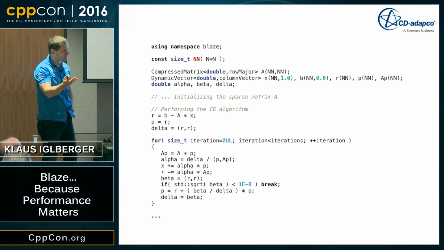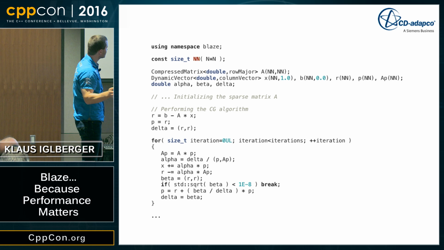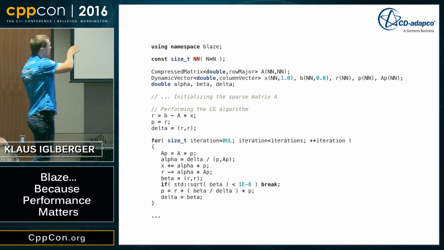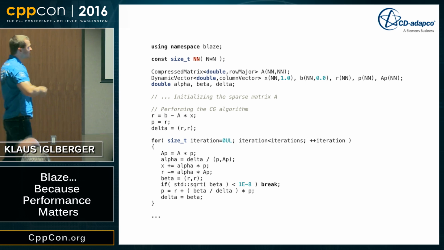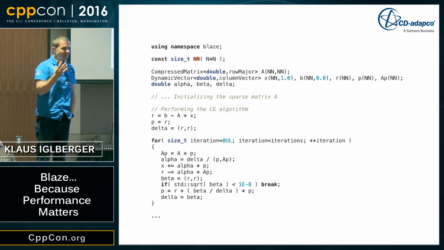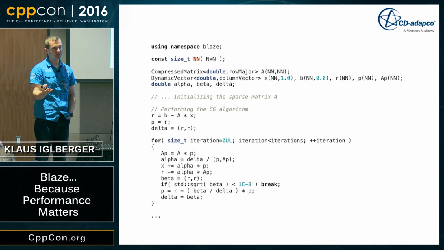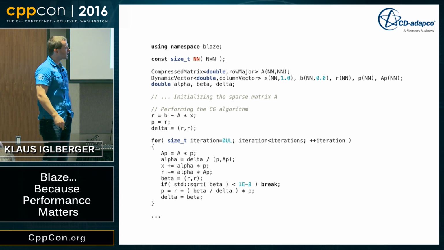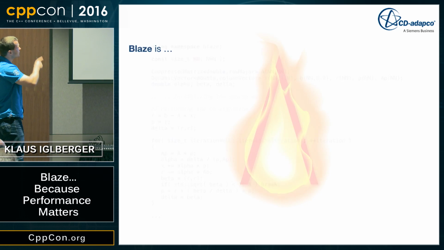At the same time, it is as readable as possible. So if you know the CG algorithm, if you do not, don't worry, if you know it, you can read it. It's very easy to maintain. This is kind of the best of both worlds: maintainability and performance at the same time. And Blaze just happens to be one of these math libraries.